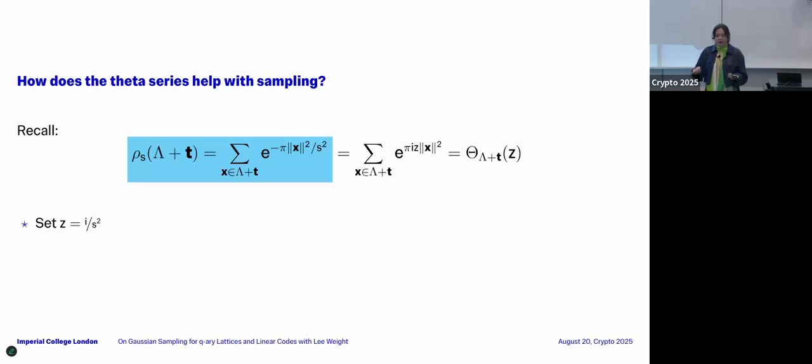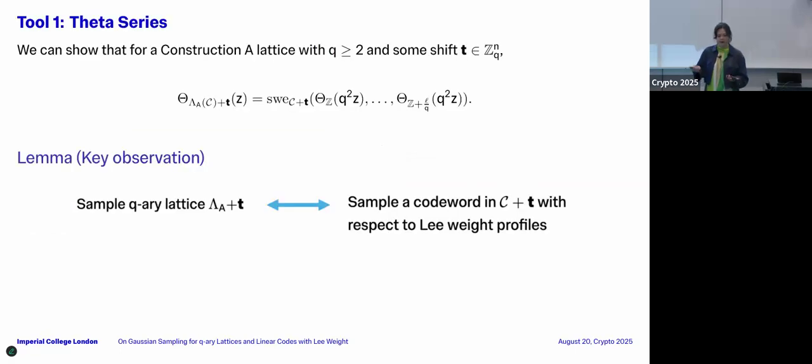But why do we care about theta series? I mean, we're talking about sampling. If you recall the denominator from the first few slides, if we rewrite this expression by setting z equal to i over s squared, where s is our sampling width, we can actually re-express this as the theta series of the lattice, where we're parametrized by z. And this means that the geometric information that's captured by the theta series is exactly what we want to define our sampling probabilities. So this becomes our first tool in our sampling method, the theta series.